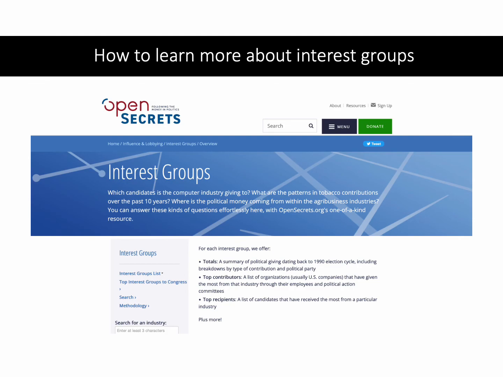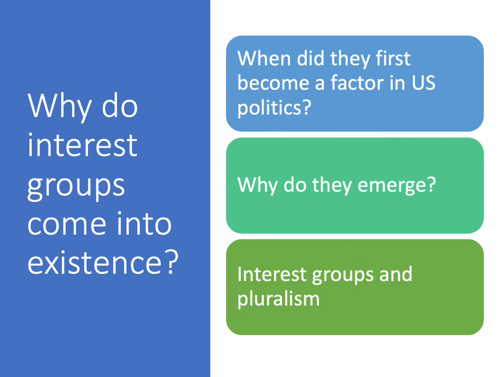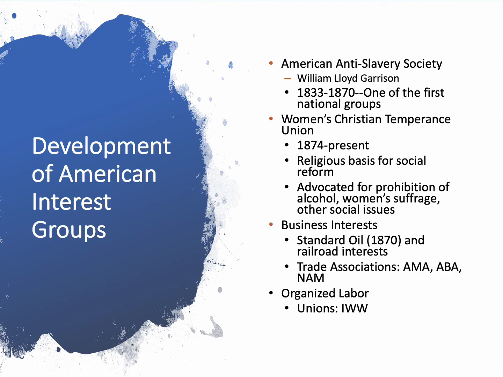So now let's talk a bit about why interest groups come into existence and when they first began to become a factor in American politics. Where do they come from? And a bit about the whole democratic debate. I mean, do they contribute to democracy, or do they detract from democracy? Let me give you some early examples.